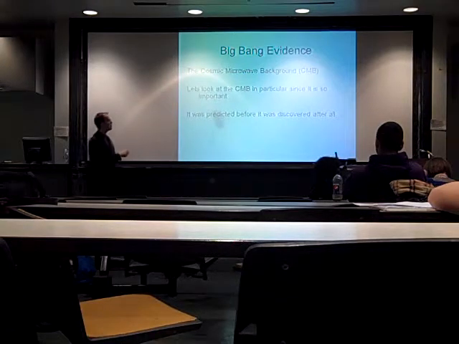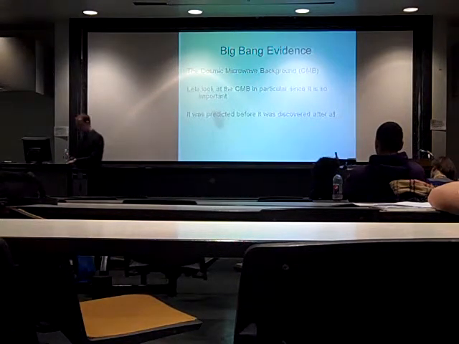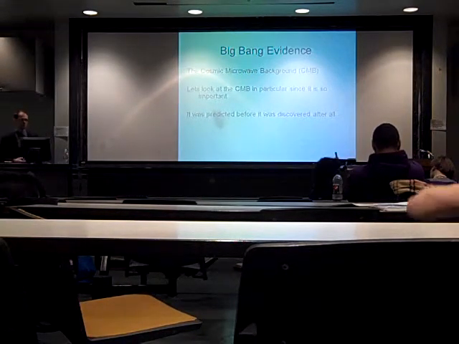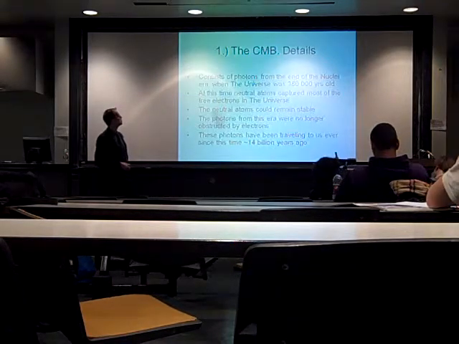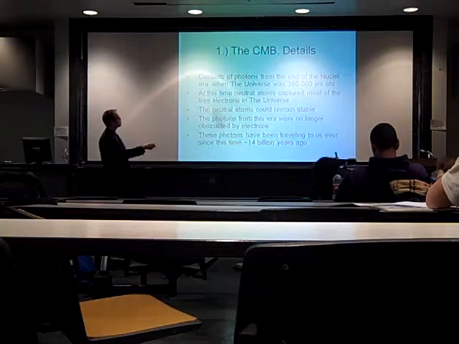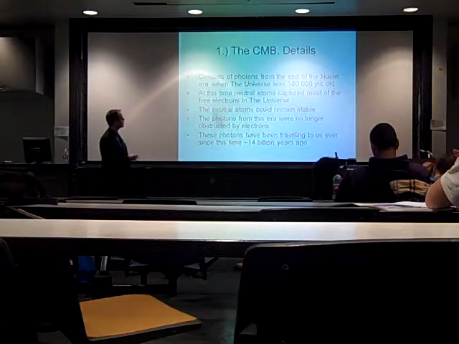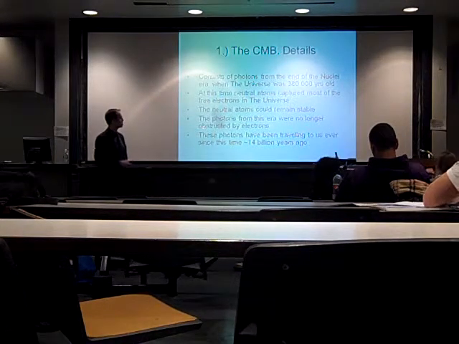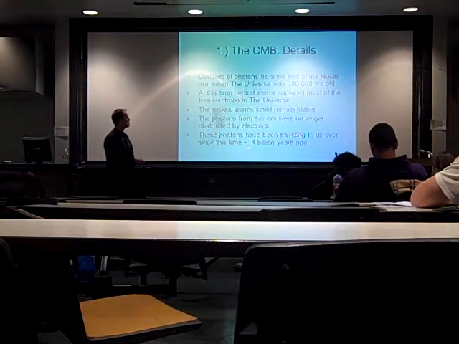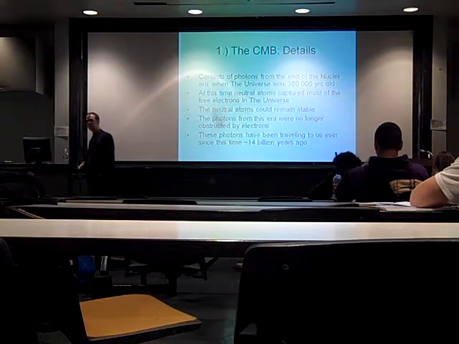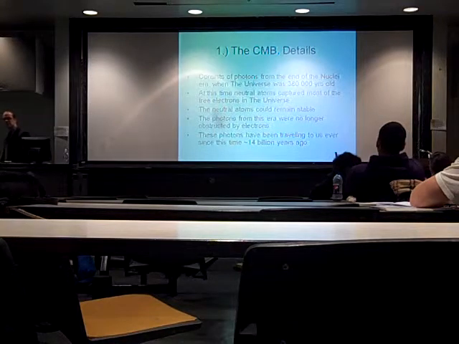Okay, let's talk a little bit about the cosmic microwave background because it is super important. Again, it was predicted long before it was discovered. These are photons from the end of the nuclei era. They'll be neutral. They could remain stable. The photons in this era were no longer affected by electrons. And they have been traveling ever since then for nearly 14 billion years to reach us today.